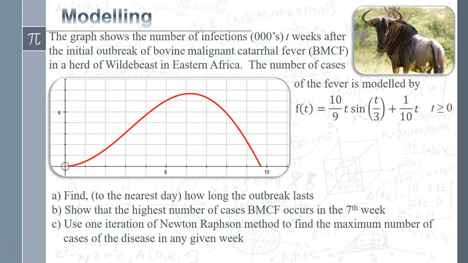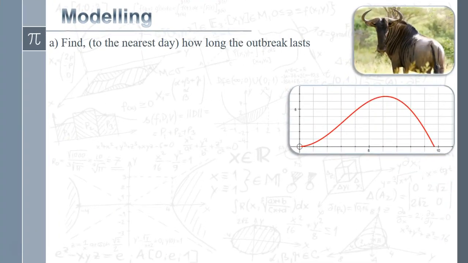So that's the setup. It's essentially the same as we've done previously in terms of just finding different points on curves, but doing it using numerical methods and relating it back to a context. So we've got three parts of the question. Let's have a go at the first part. It says find to the nearest day how long the outbreak lasts. So the outbreak is over when f of t equals 0, so that would be that point there.